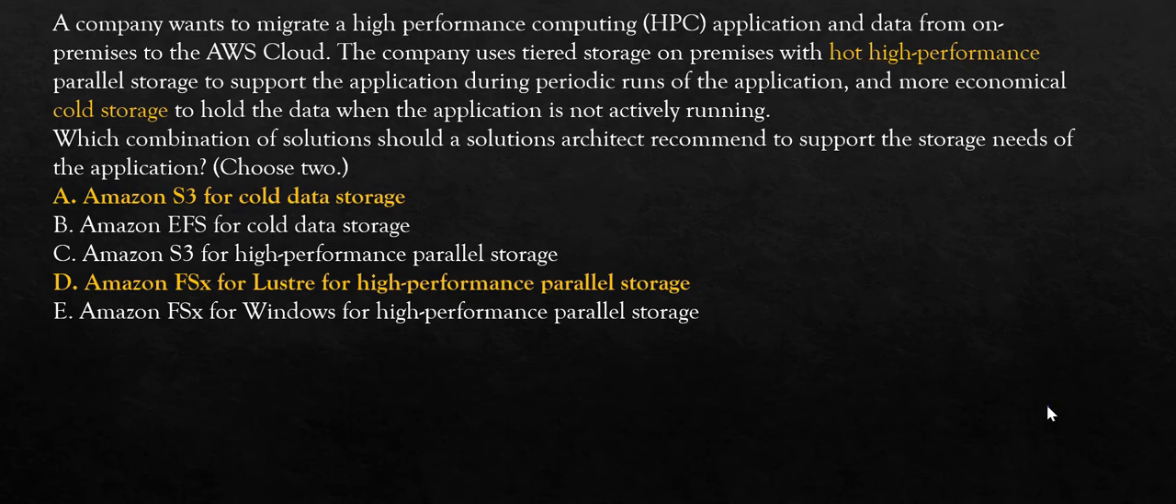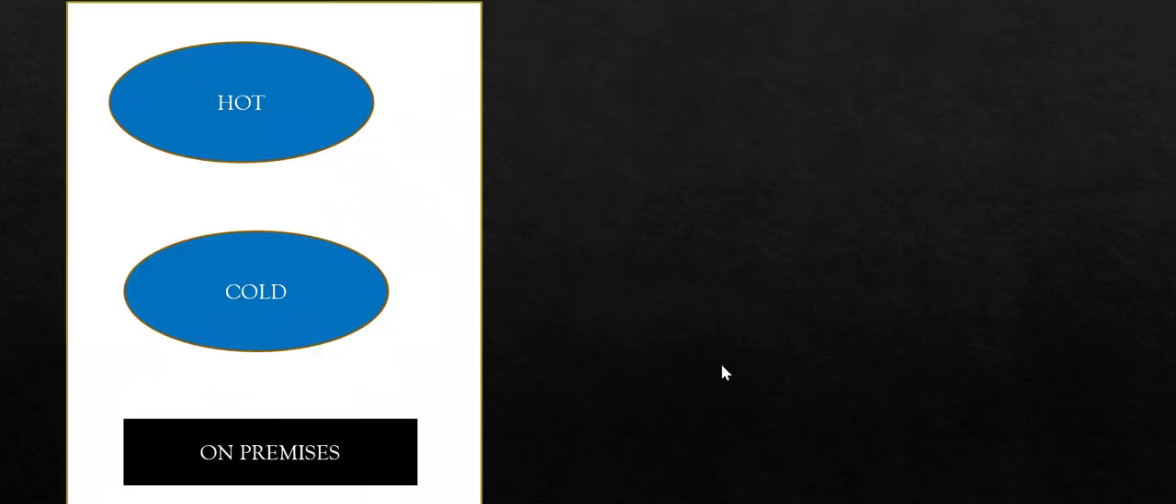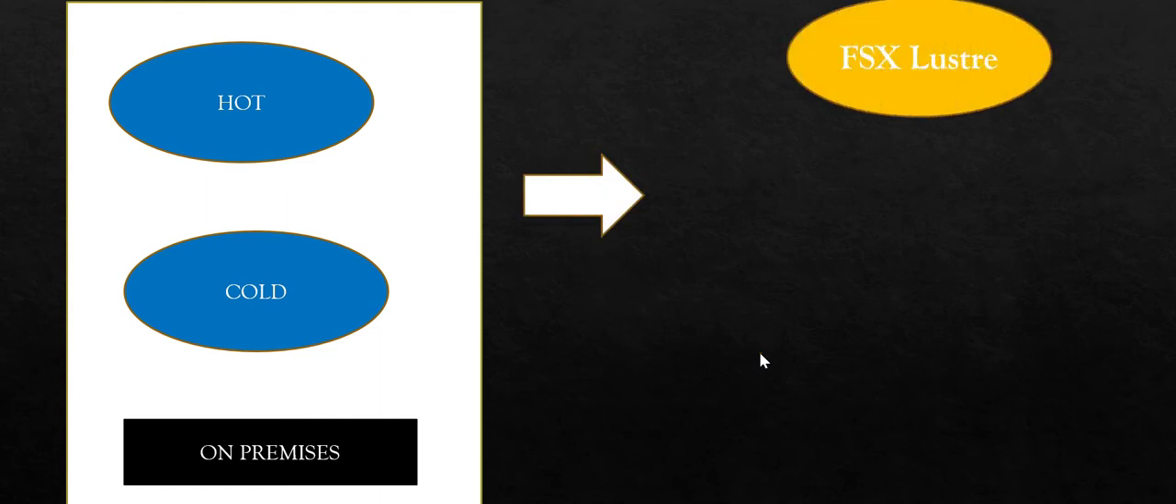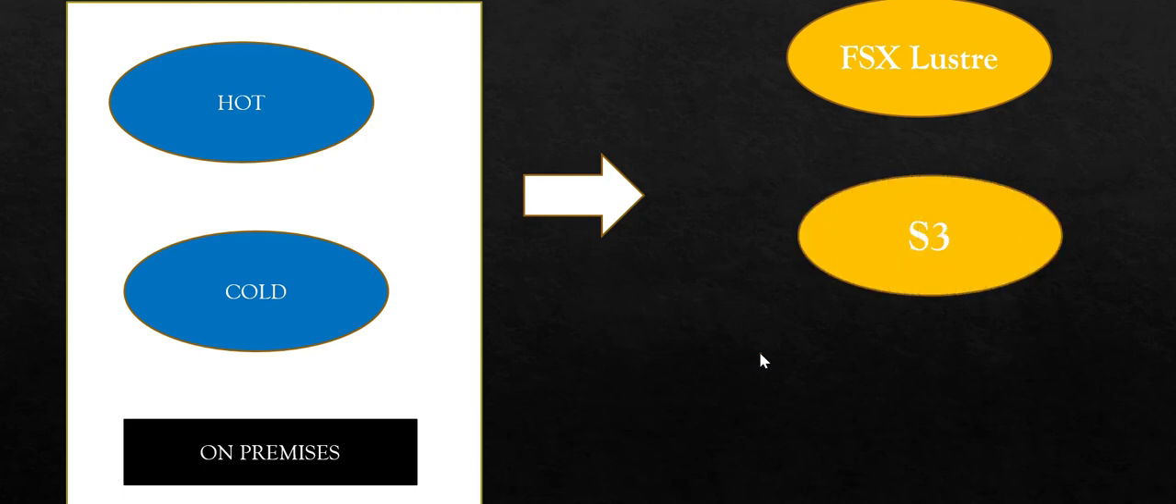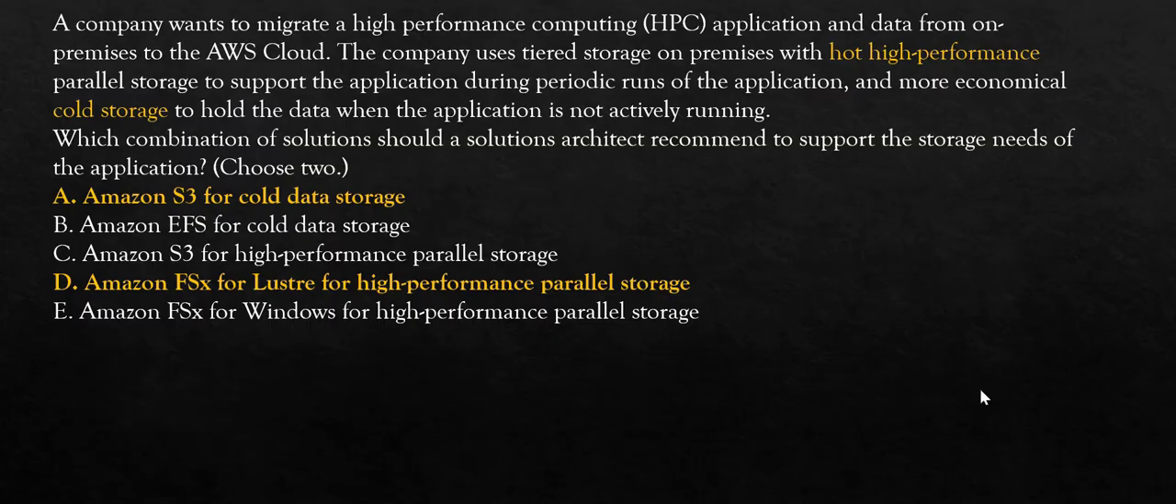Let's look at the diagram. So this is your on-premises. You have hot and cold storage on premises, and when you migrate this, the hot data will go to FSx for Lustre, because since the operating system is not mentioned, we will assume it is Linux. Always assume it is Linux. It is not Windows if nothing is mentioned, and the cold storage will go to S3. Hence, we will lock these two options as our final answers, A and D.